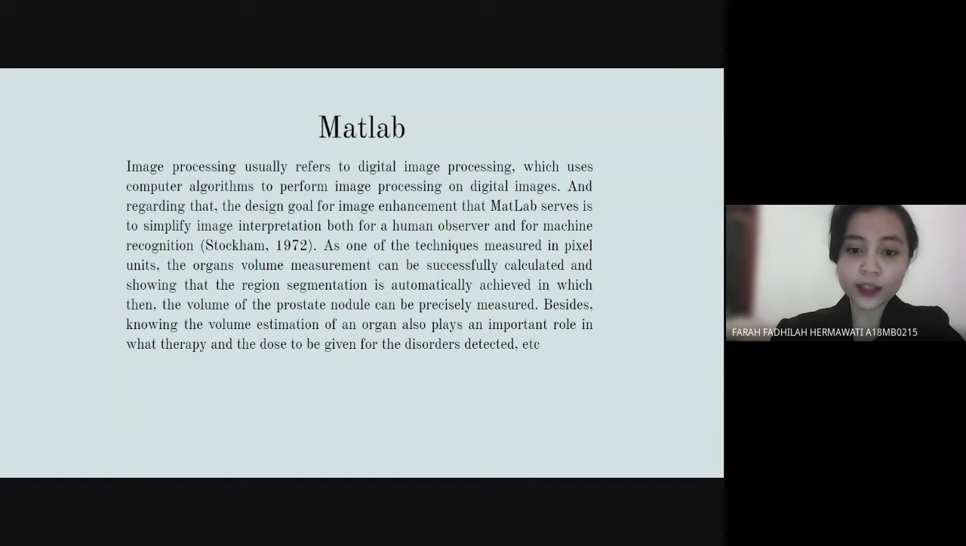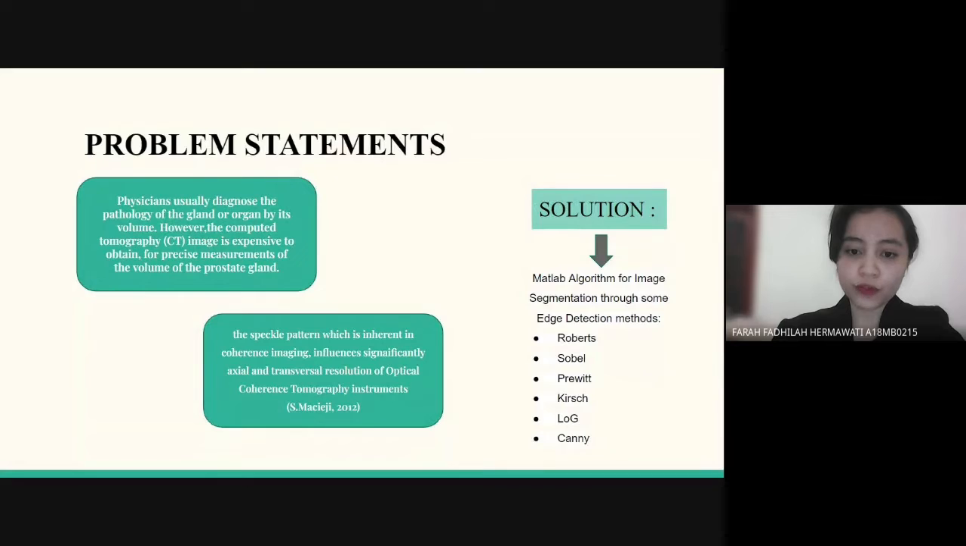Besides that, the volume estimation of an organ plays an important role in the therapy and the dose to be given for the disorders detected. Meanwhile, the problem we face here is that physicians usually diagnose the pathology of the gland or organ by its volume. However, the computed tomography image is expensive to obtain for precise measurements of the volume.